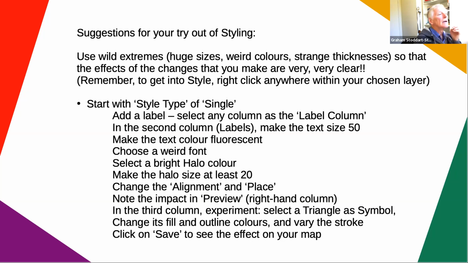And then when you've done all that, in the third column, instead of just having a little circle or a point as a symbol, try using a triangle or a cross or a diamond or something, and just play around with the fill and the outline colors and vary the stroke, just so that you can see what the effect is. And then click on save.